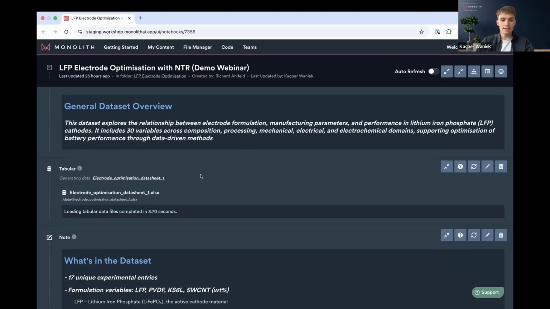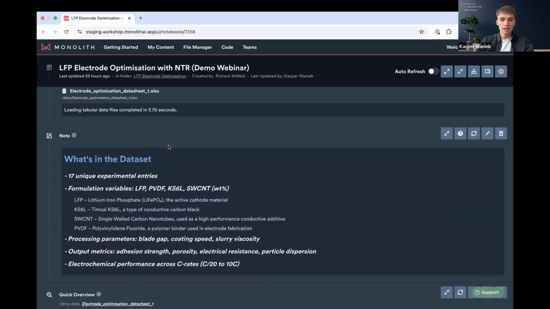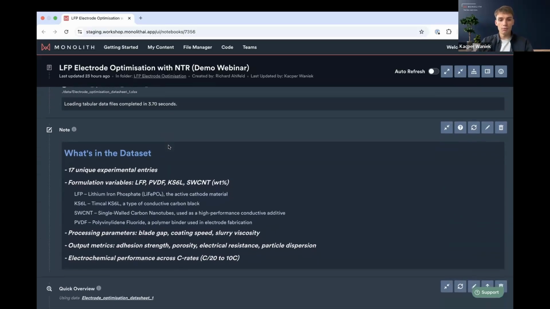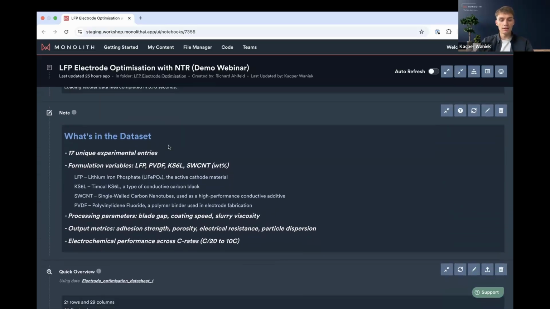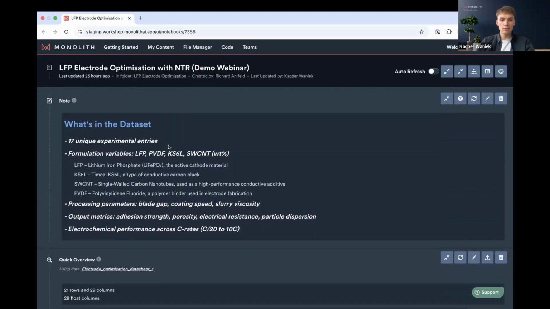So I have uploaded the dataset into my notebook here. And to take a closer look at what's in the dataset that we're working with, we have 17 unique experimental entries, and they all represent a combination of material composition and processing settings. So on the formulation side, we have 4 key ingredients, starting with LFP, our lithium iron phosphate, that acts as an active material in the cathode.